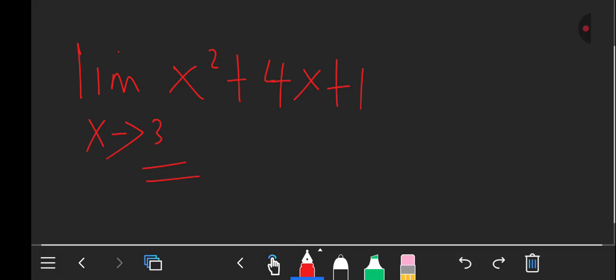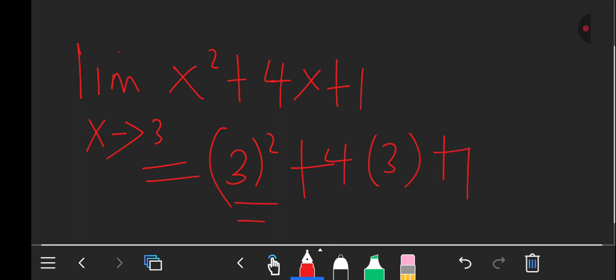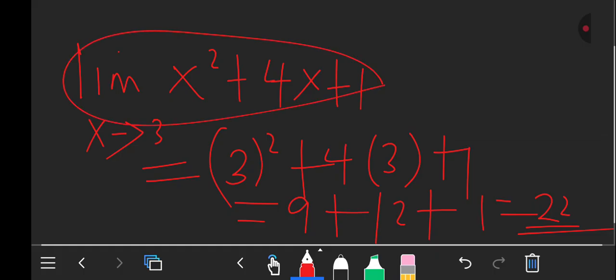This is a direct one. Where there's x, you can substitute 3 squared plus 4, where there's x, you can substitute 3 plus 1, and that will give you, that is 3 squared, that is 9. 9 plus 4 times 3, that is 12. 12 plus 1, and the answer you are going to get will be equal to, that is 9 plus 1, that is 10. 10 plus 12, that should be 22. You have evaluated the limit. Okay, so this is a straightforward kind of question.